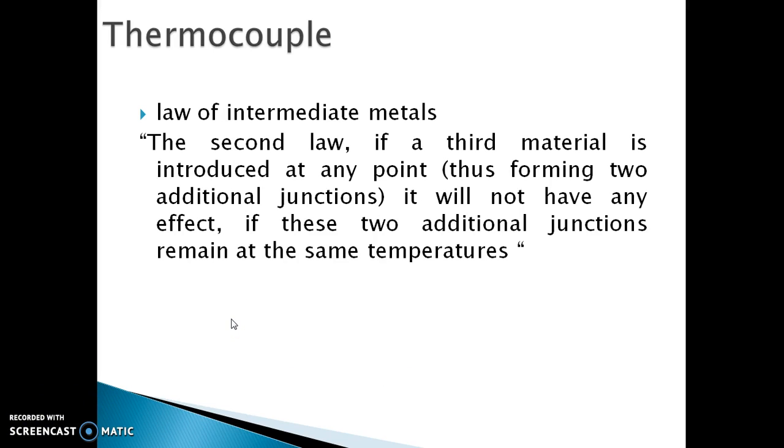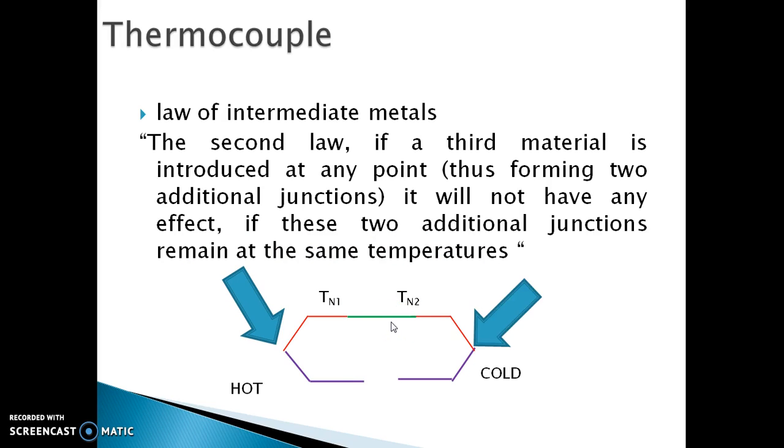The second law, the law of intermediate metals, states that if a third material is introduced at any point, it will not have any effect on the junction temperature. That means if we have these two metal wires connected with a third one shown in green, and we still have the hot junction and the cold junction, then the voltage generated would be the same EMF as that of the two different metals. This law makes it possible to insert a new measuring device without forming a new thermocouple with the existing one.